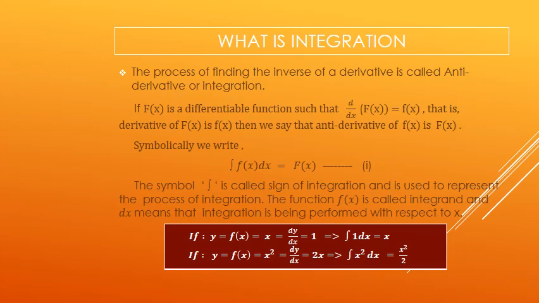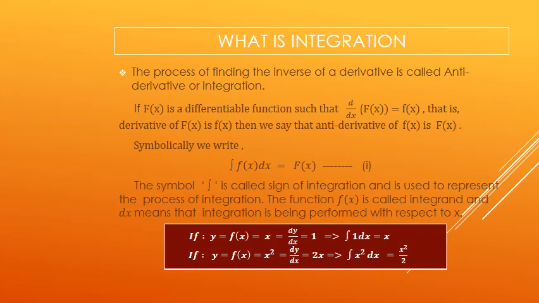Here we have an example. If y equals f of x equals x, that means y is a function of x, f of x equals x. When we take the derivative of x, the result is 1. And when we take the integration of 1, we have the result x. That means these two functions are inverses or reverses of each other.